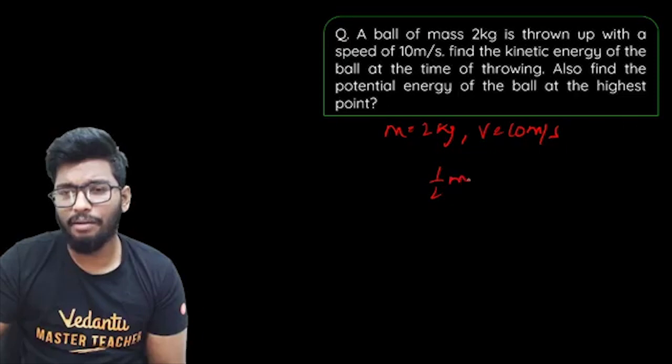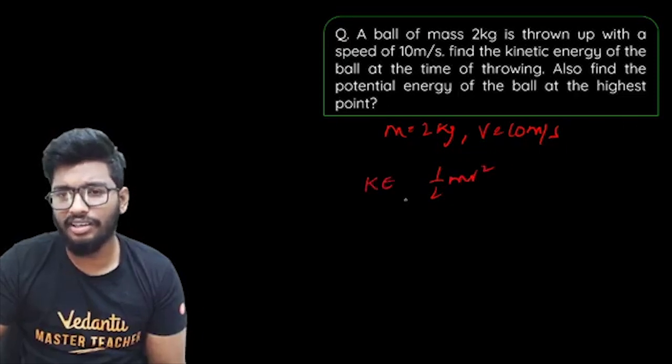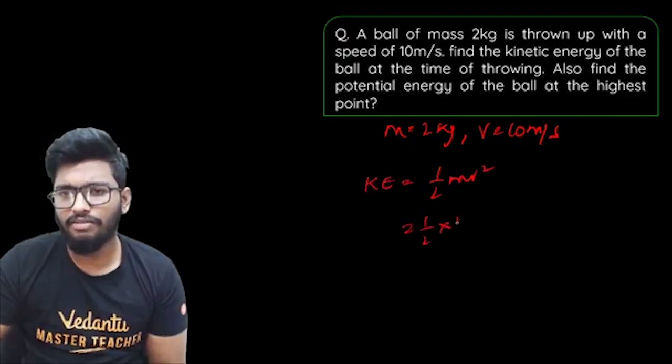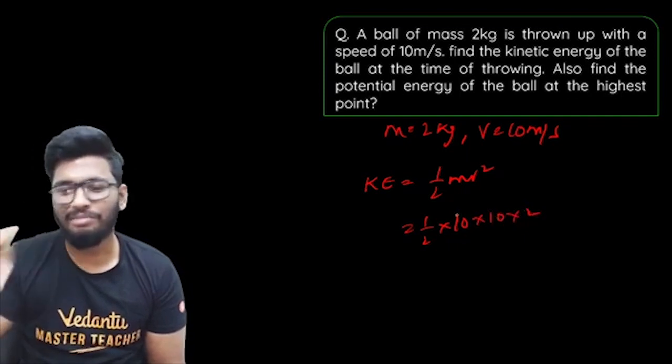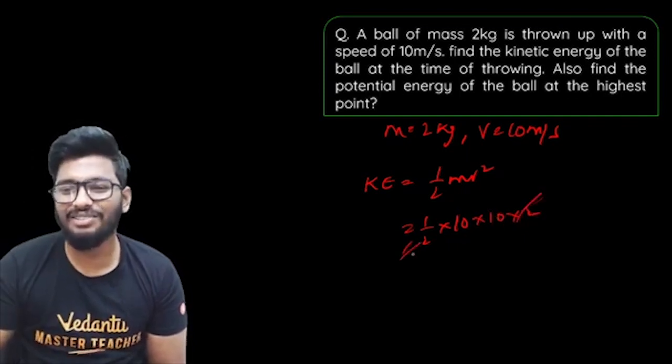So half mv square is your kinetic energy, which is what? Half into 2, sorry, I'll take it as half into 2 into 10 into 10. Okay, substitution. So yeah, guys, the 2 gets cancelled, so what do you get? You'll get 100 joules.